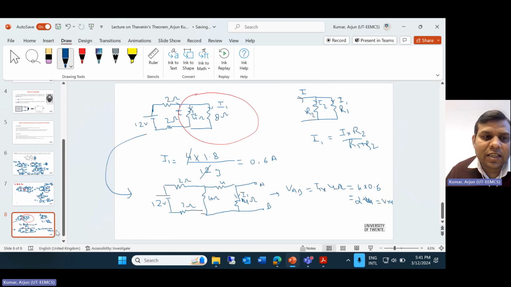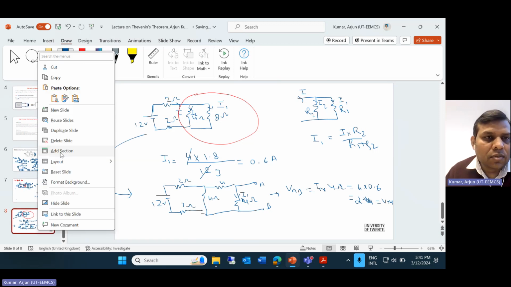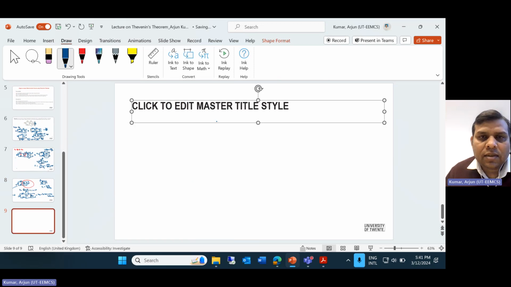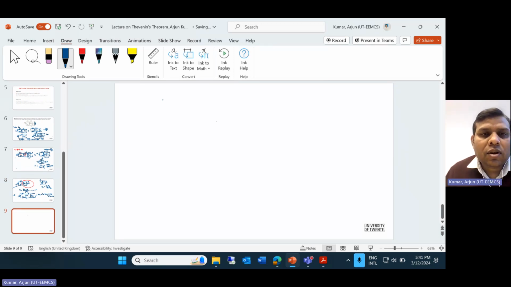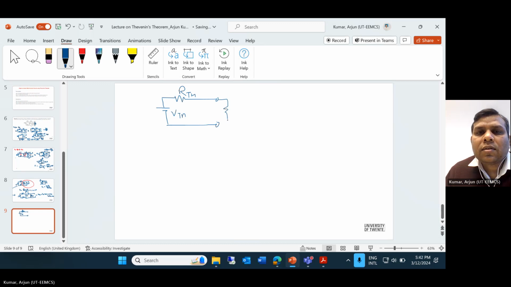Now you have the VTH and RTH. So what is the Thevenin equivalent? The Thevenin equivalent says it will be the Thevenin voltage and the series connected RTH. All right, so we have the RTH and this VTH. Now you can connect your load, that is your RL. So we know the value of this RTH is 1.8, right? And this VTH is 2.4 volt, right?